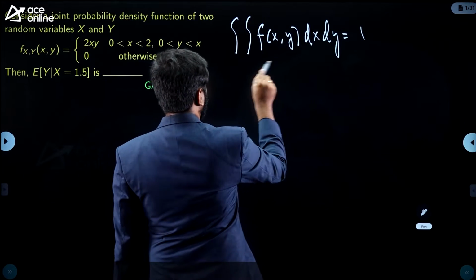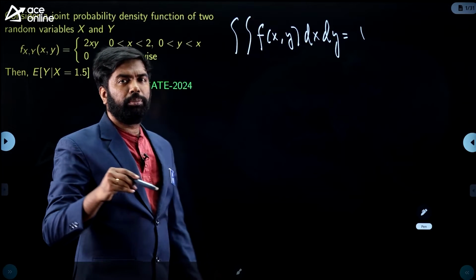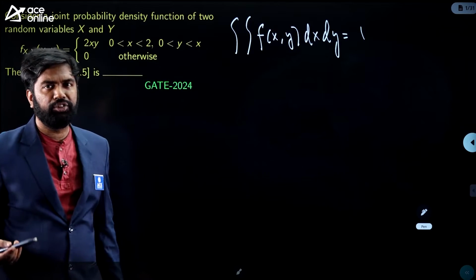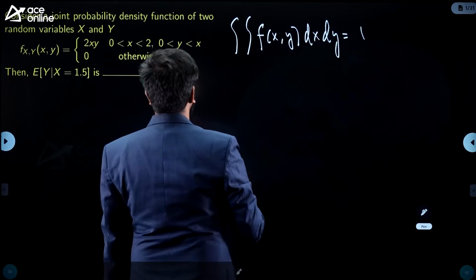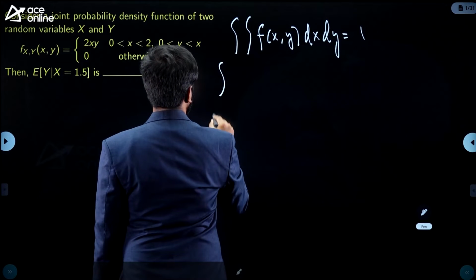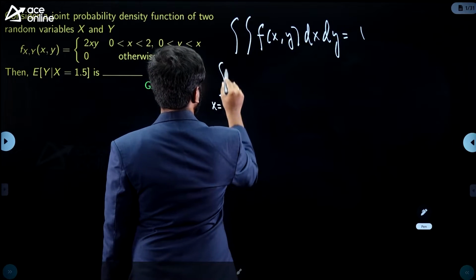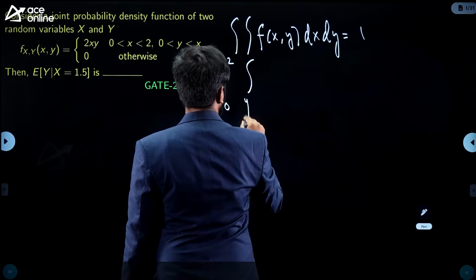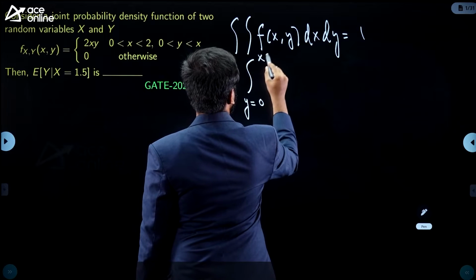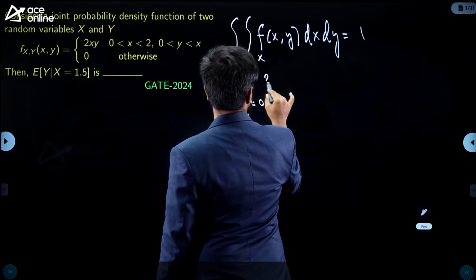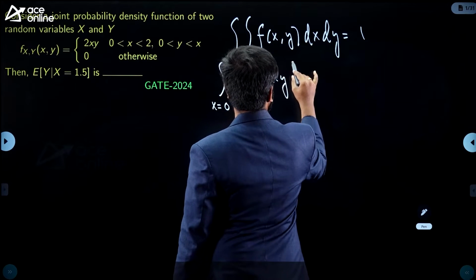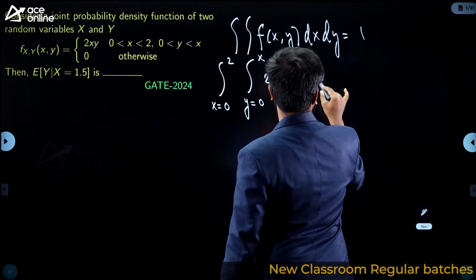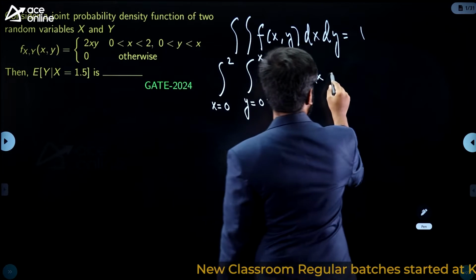For computer science students or the students who are preparing for data science, this double integration is a little new. So you need to follow a proper order. Let's write like this: x is clearly from 0 to 2, and y is from 0 to x. What is f of x comma y? It is 2xy. So the first integration is with respect to y, and then it is with respect to x. So try to quickly find this.